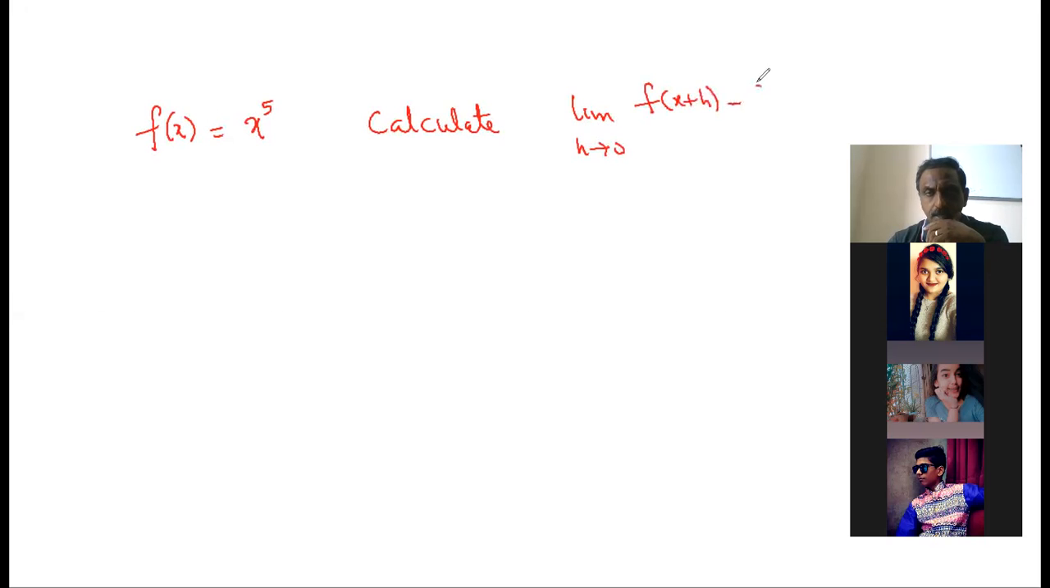Now let's have a look at this. Last type of problem. f of x is x to the power 5. Calculate, you can write down the question: limit h tending to 0, f of x plus h minus f of x upon h. Are you confused by seeing this question?